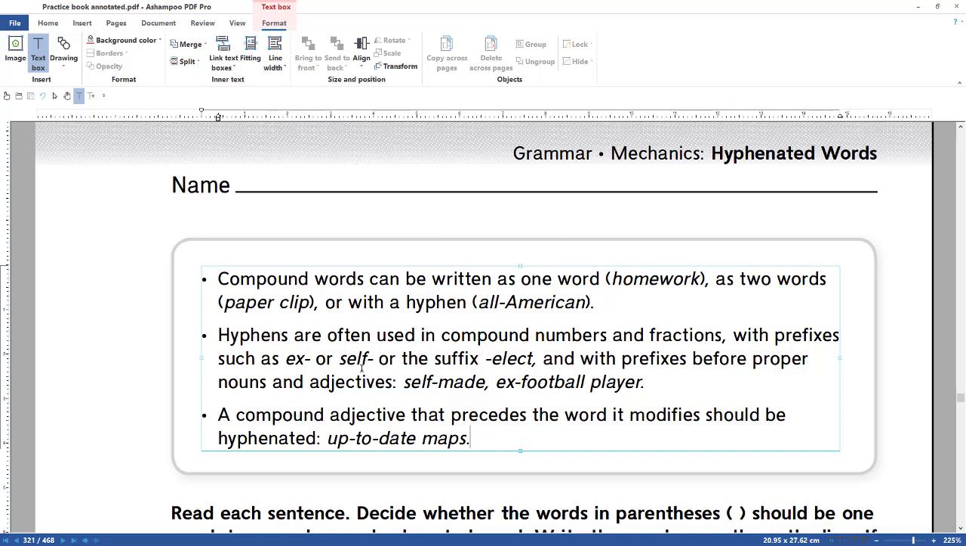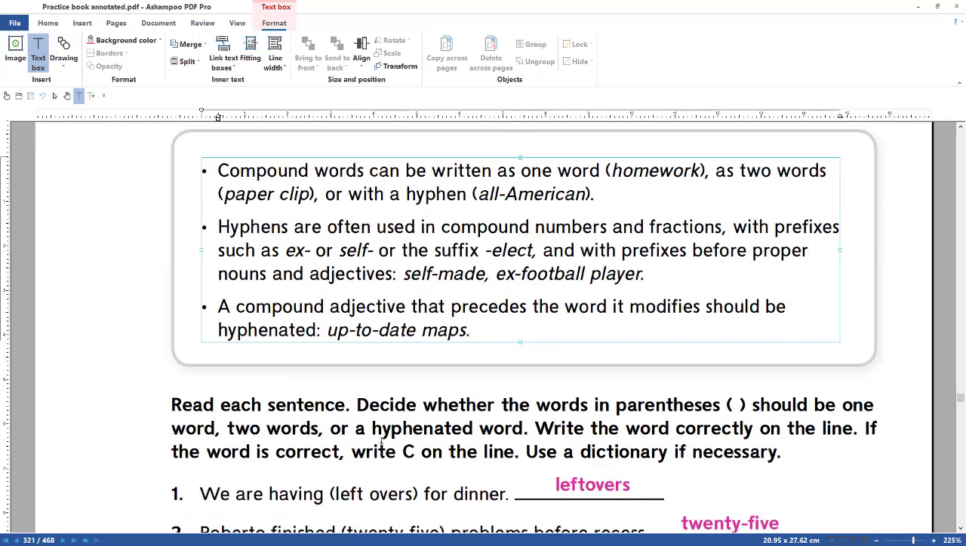The last point, a compound adjective that precedes the word it modifies should be hyphenated. Up-to-date maps. So here, how many hyphens do we have? 2. Between up and to, and between to and date. Okay, because it modifies the word after the adjective. Okay, great. So let's see some examples here.